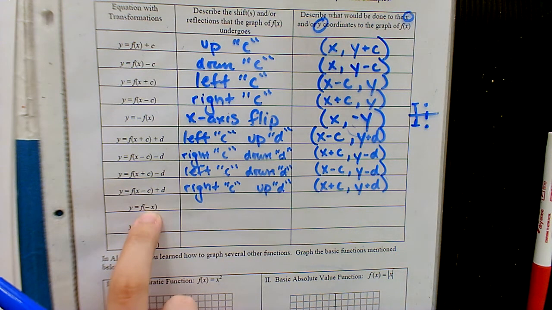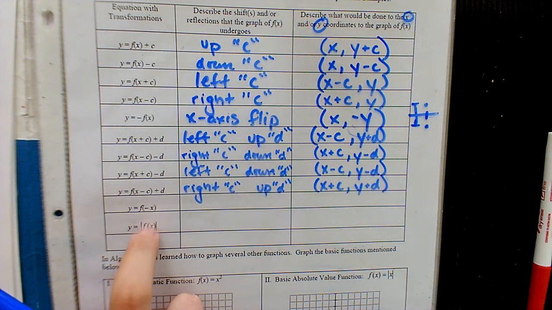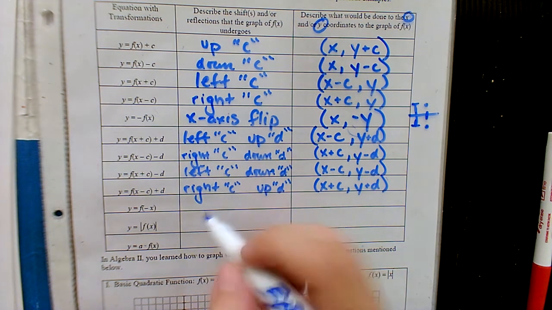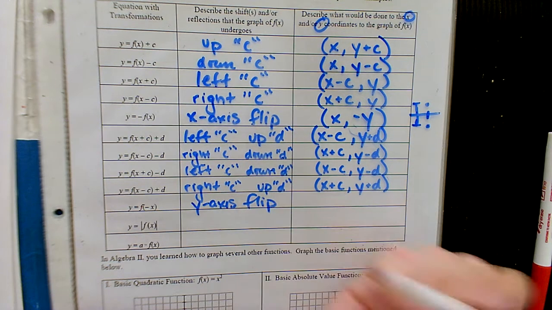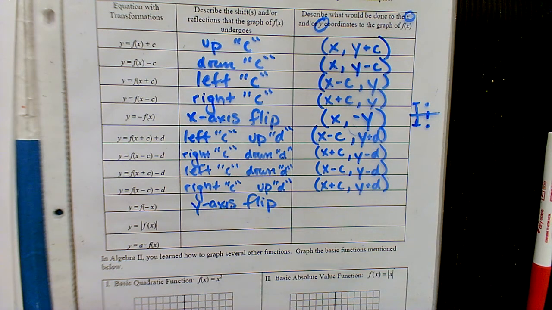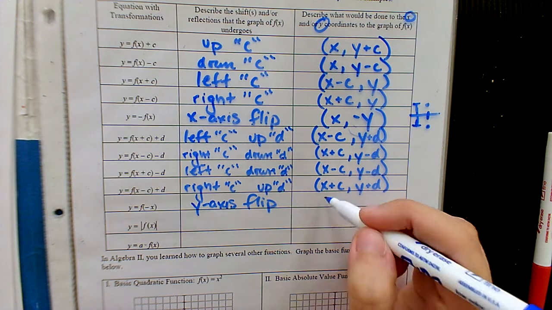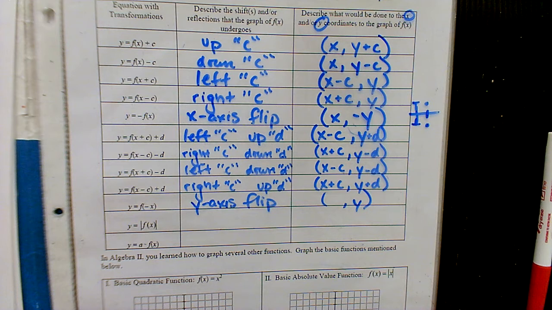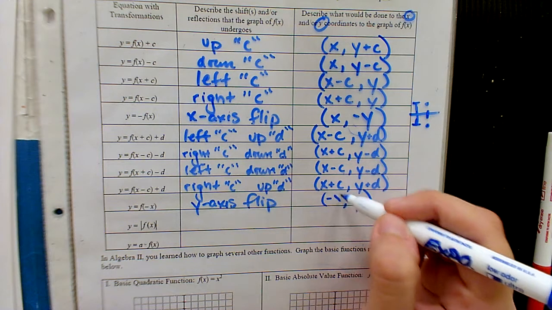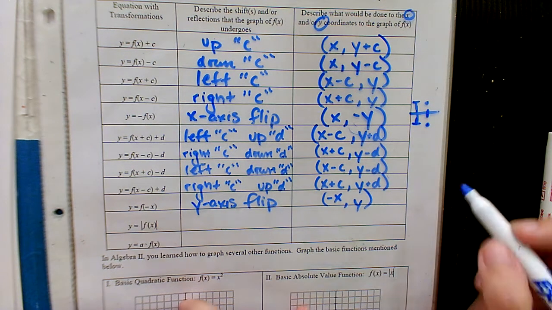What if we have a negative on the inside? I think it's y-axis. That's a y-axis flip. So which variable are we affecting in terms of the points? The x. And how does the x change? Negative. Good.